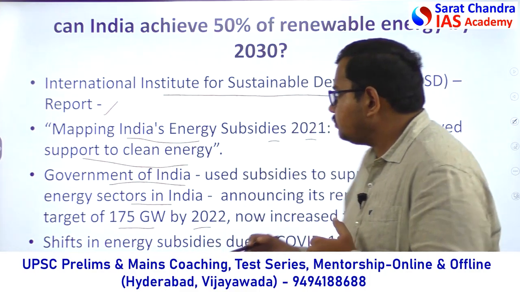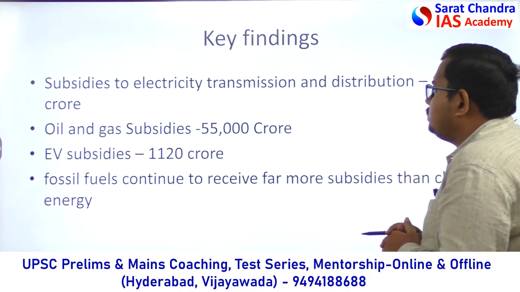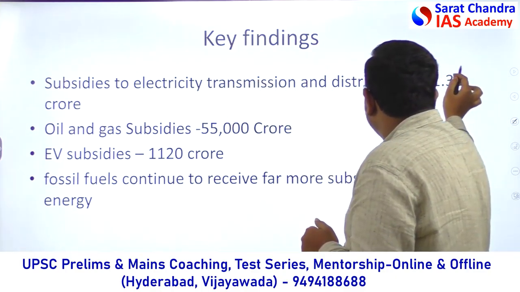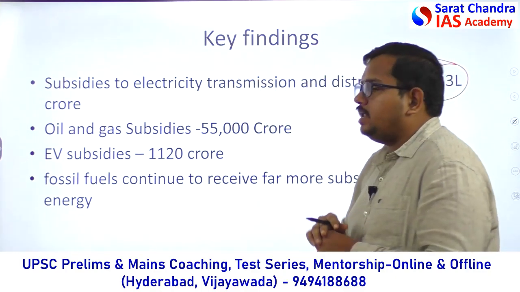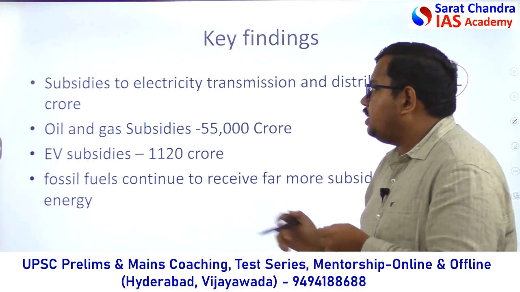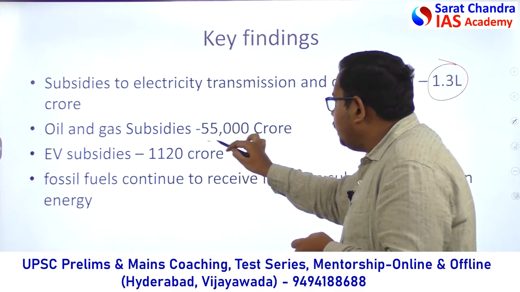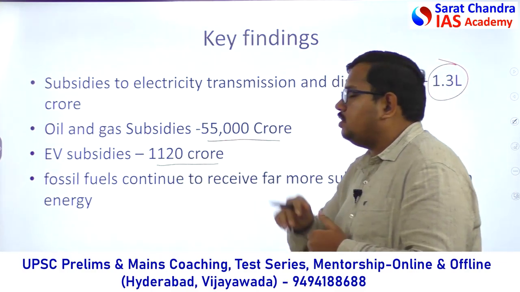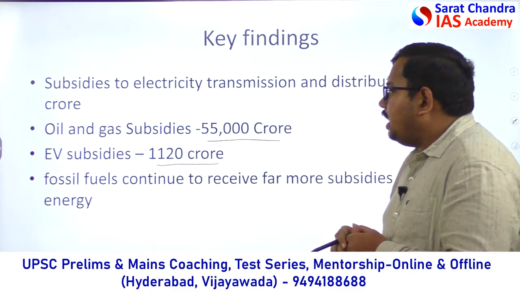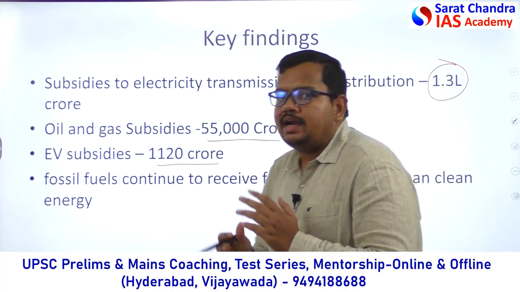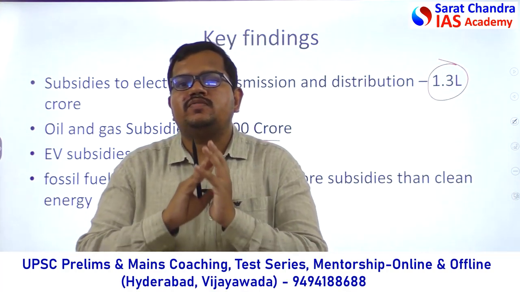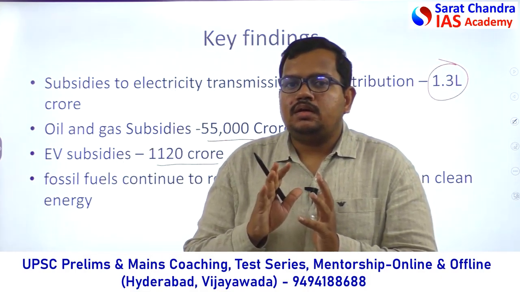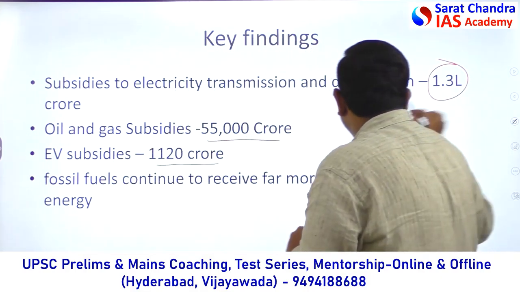Now, the findings of this report. Subsidies to electricity transmission and distribution are around 1.3 lakh crores, and out of that, oil and gas subsidies are around 55,000 crores, and EV subsidies are around 1,120 crores. And fossil fuels, obviously, continue to get most of the subsidies given by the government. So, how if there is a shift?